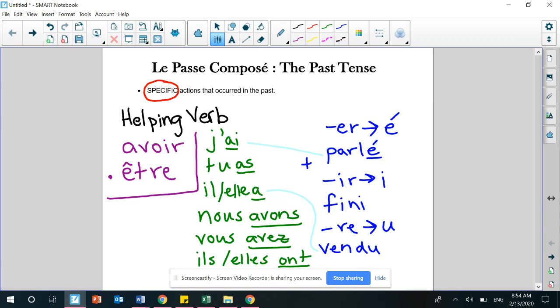How would I say we finished? That's right. Nous avons fini. Nous is our subject, we. Avons is our auxiliary verb, my helping verb. And fini is my past participle. Nous avons fini. So again, these are called past participles.